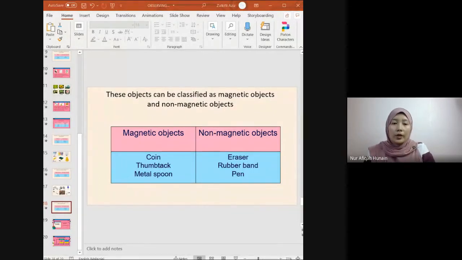That's all on how to classify objects based on their similarities or based on their differences. Okay, so I hope you can understand. You need to practice on how to classify these objects. You need to observe. Use your senses to observe first. Then only you are able to classify.